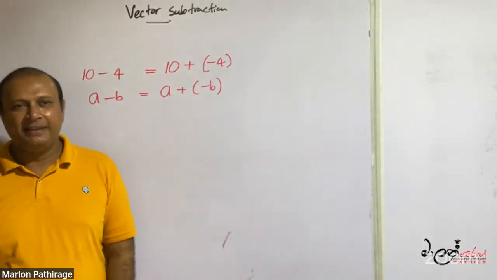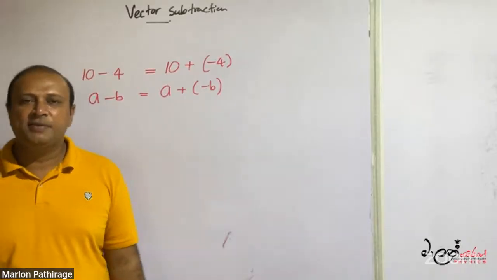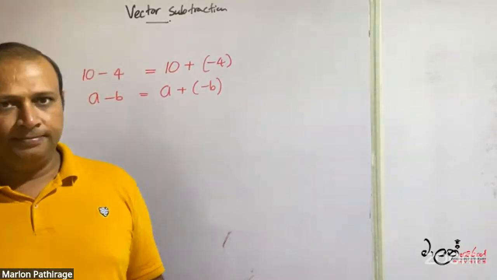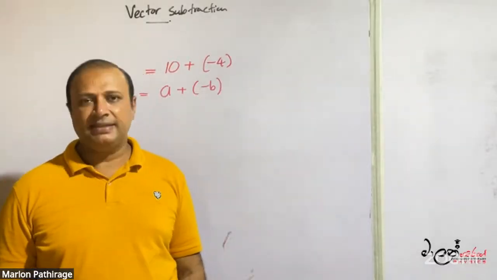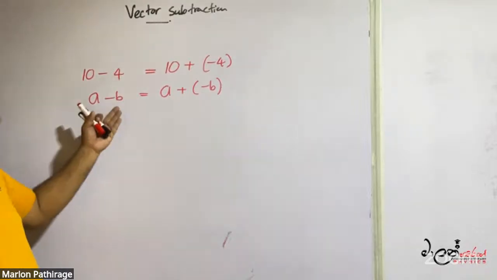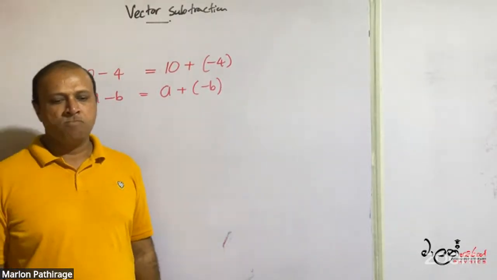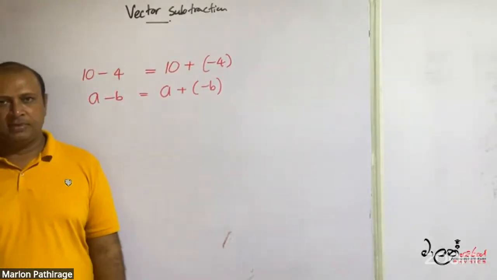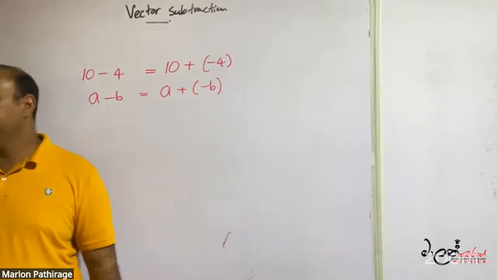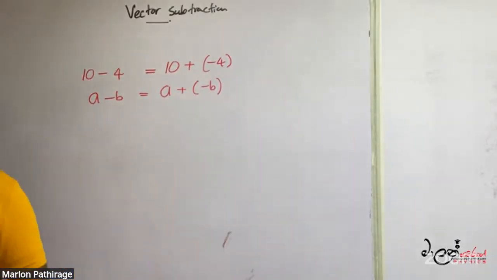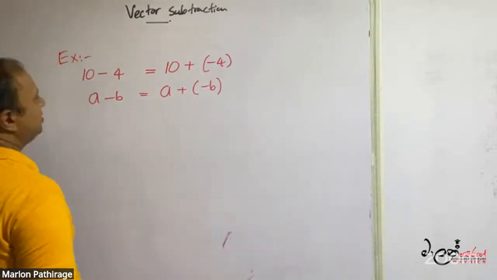Then write this down: a subtraction can be written as an addition, like this one. Write these two examples.